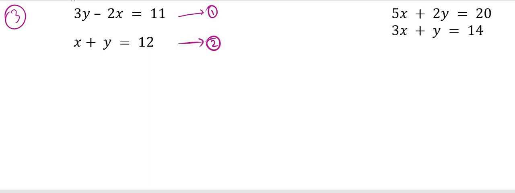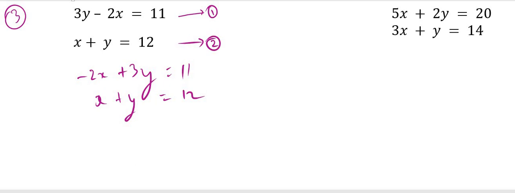So wouldn't it be easy to just move the y and the x terms in equation 2, because they're positive? But you could do that with this, just that you'd have a negative 2x plus 3y equals 11, which nothing is wrong with that. Then x plus y equals 12. In fact, you know what? Let's do it like that. Let's work with it this way.